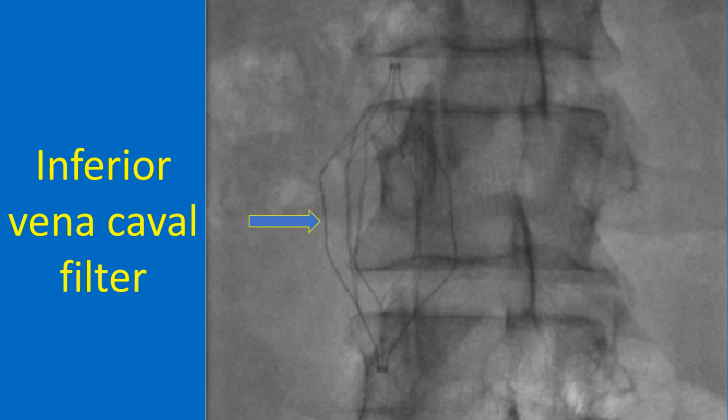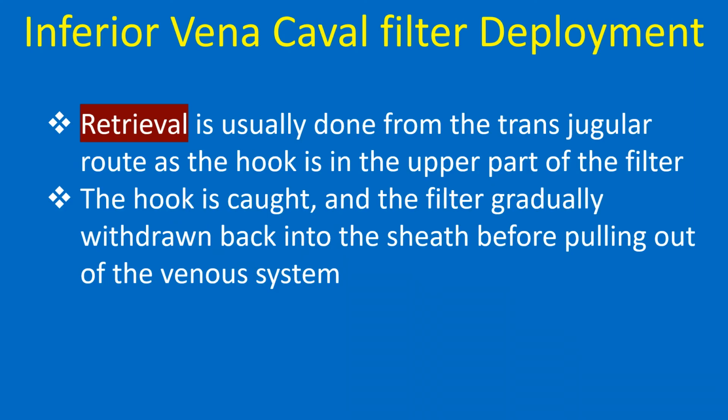Fluoroimage after deployment of an inferior vena caval filter. Retrieval is usually done from the transjugular route as the hook is in the upper part of the filter. The hook is caught and the filter gradually withdrawn back into the sheath before pulling out of the venous system.